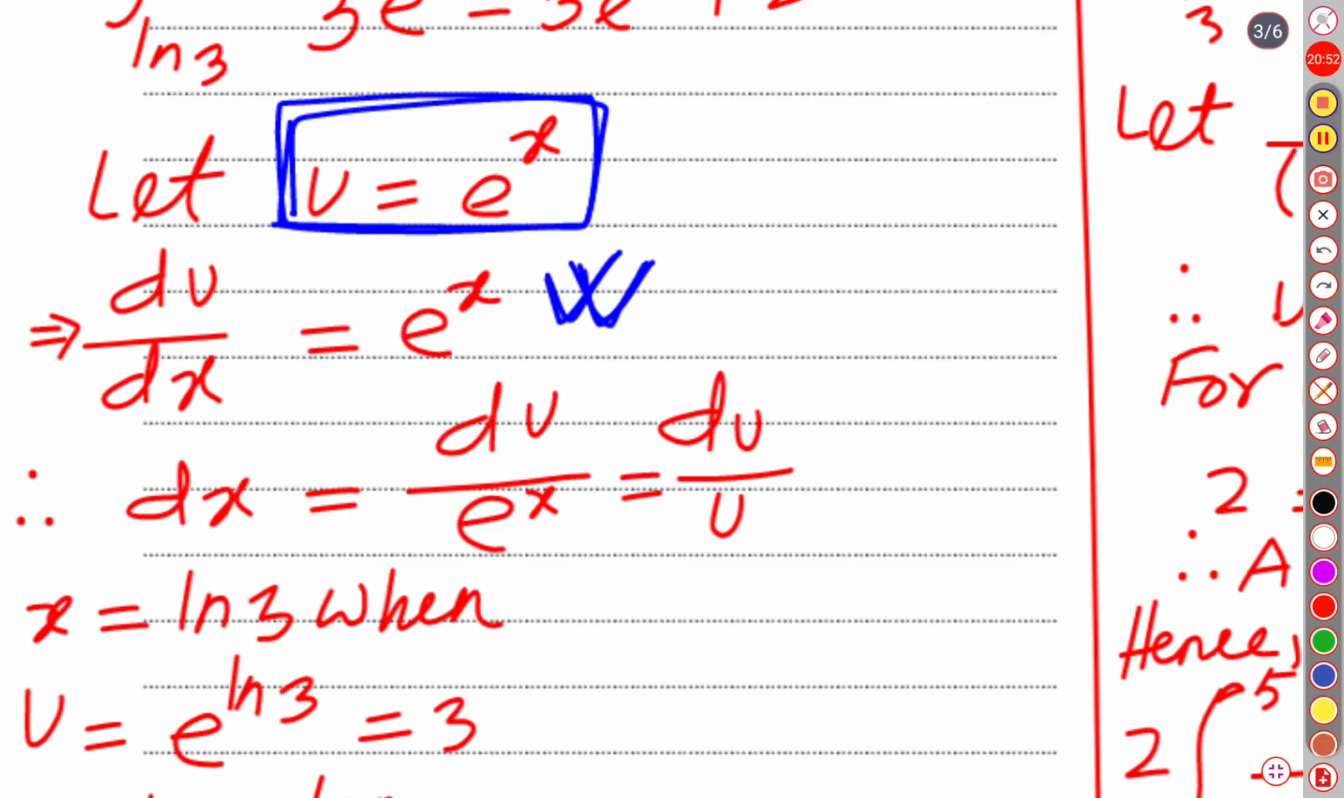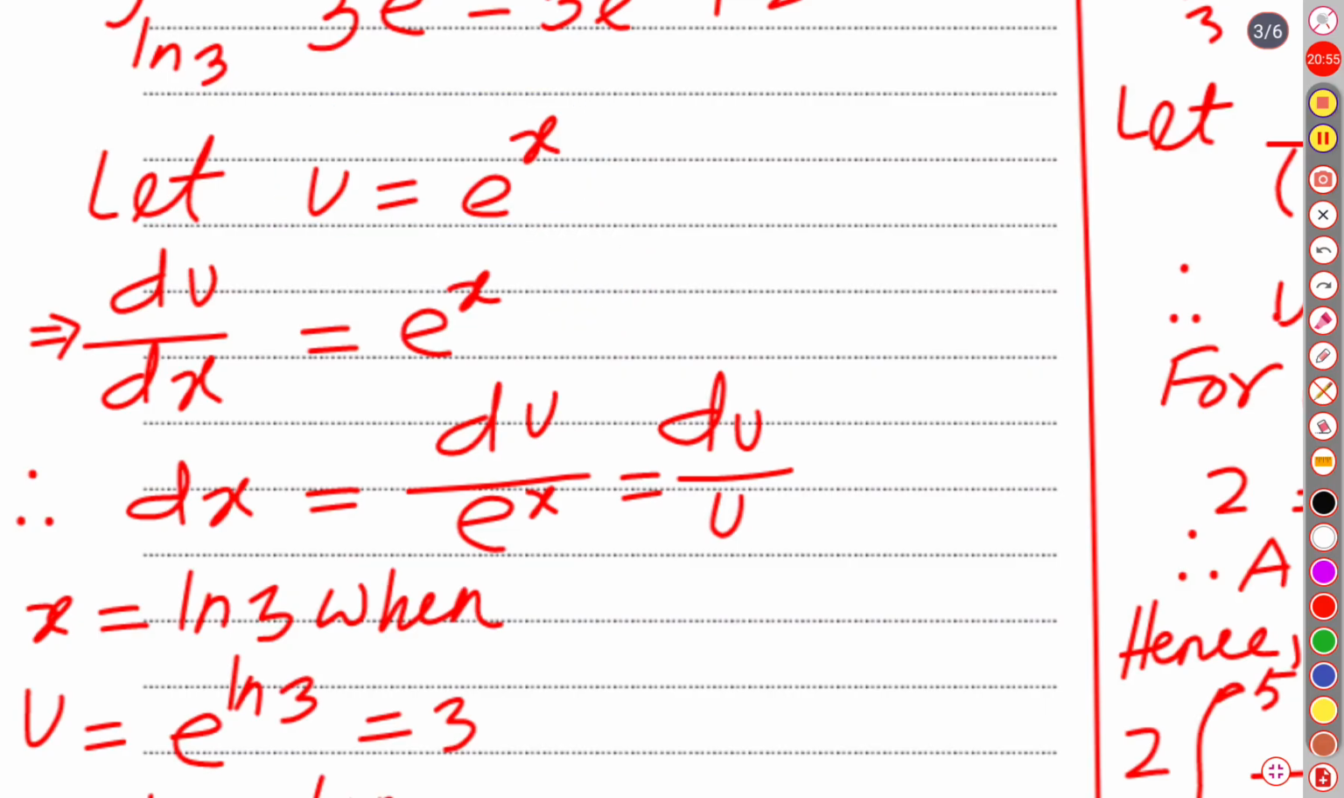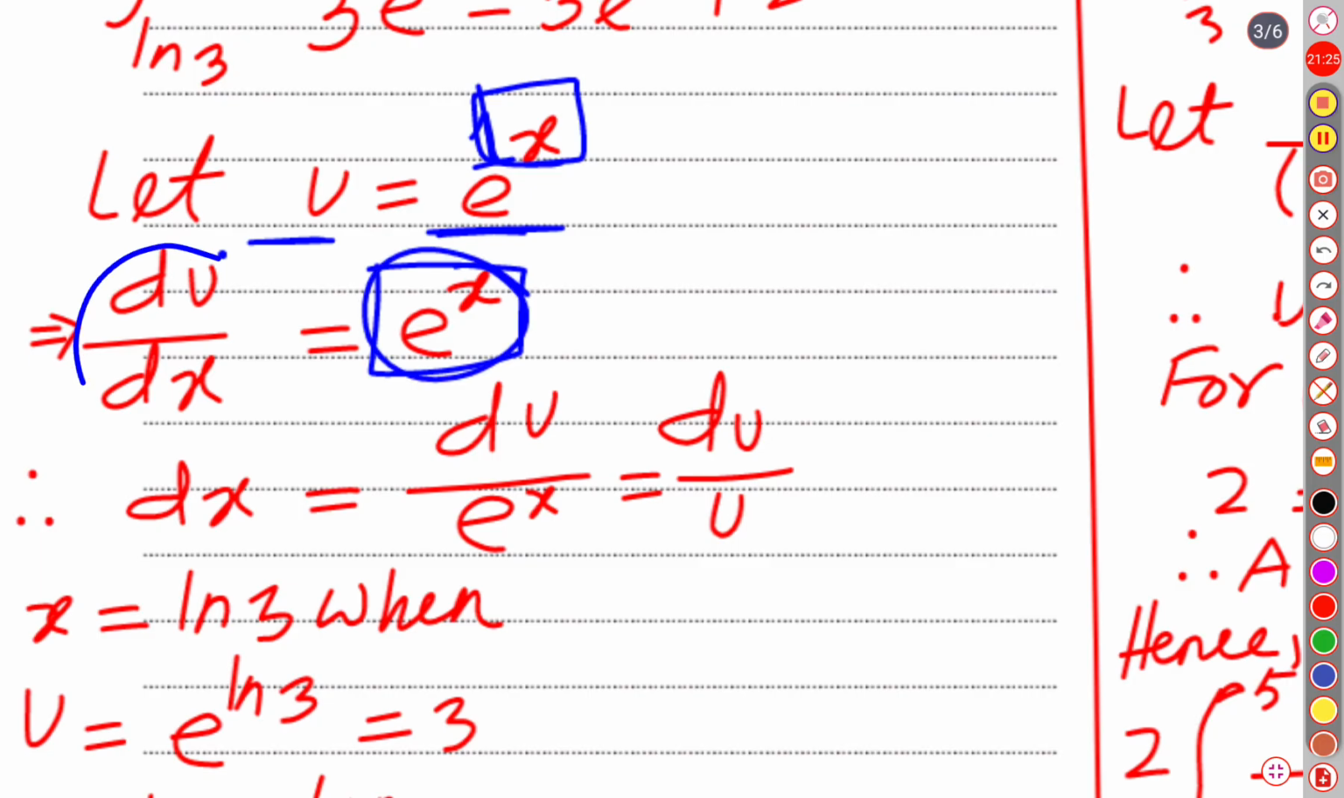So on both sides we have brought du over dx. And you know the derivative of e raised to x, just from the previous question we have come to know that the derivative of e raised to x is the same, because we just differentiate the exponent. The exponent here is x, and the derivative of x is 1. So if we multiply the exponential function by 1, it will remain as it is. So on the left side it is du over dx, on the right side e raised to x as it is.